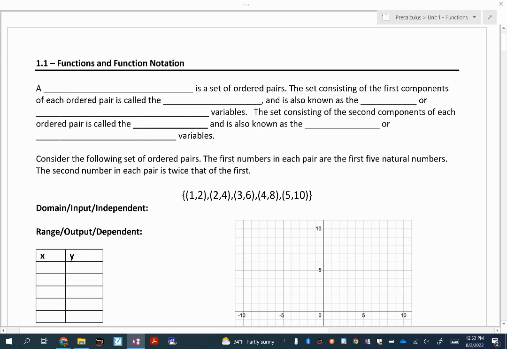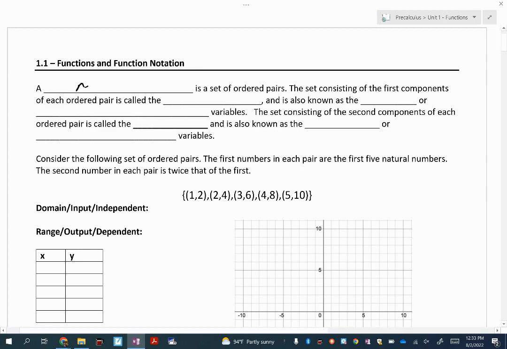So we have, for the first blank, a relation is a set of ordered pairs. So again, usually they give it to you in a table or some type of map with X and Y, but it's just a set of ordered pairs, and it doesn't have to be X and Y, but most of the time it is. The set consisting of the first components, again, usually the X, this is called the domain. Hopefully these are words that you remember from your days in algebra. And it's also known as the input or the independent variable.